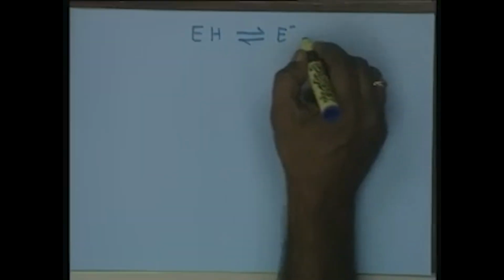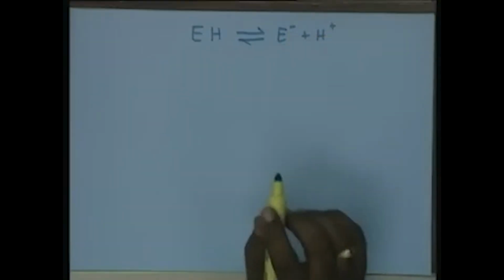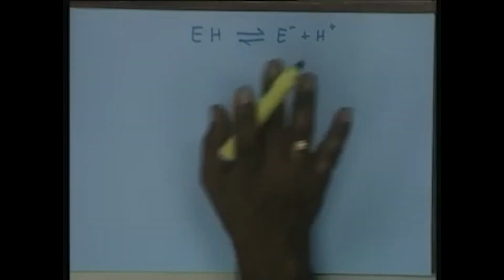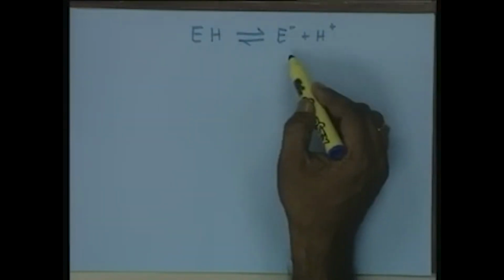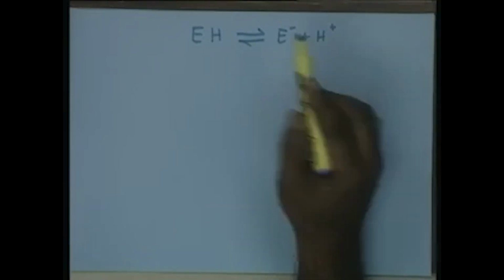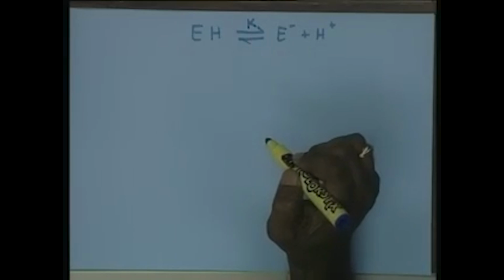Now let us take the simplest case of the effect of pH. If we assume, as in the first case, that the enzyme possesses only one ionizable amino acid residue, the ionization of the residue can be considered as EH going to E minus plus H plus. That is, the neutral, protonated enzyme can dissociate into the negatively charged enzyme and a proton, with an ionization constant K.